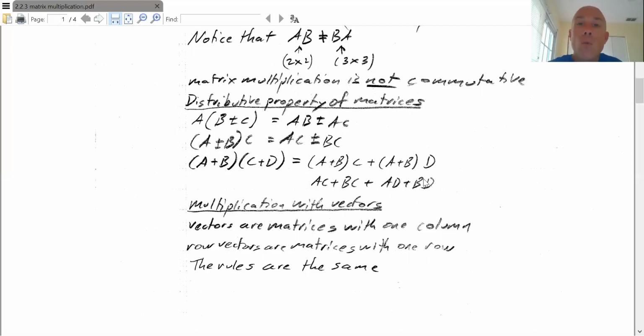All right, so now, when we think about multiplication with vectors, vectors are matrices with one column and row vectors are matrices with one row. The rules are the same. The rules do not change. It's just that now I'm indexing with a 1 and that's it.